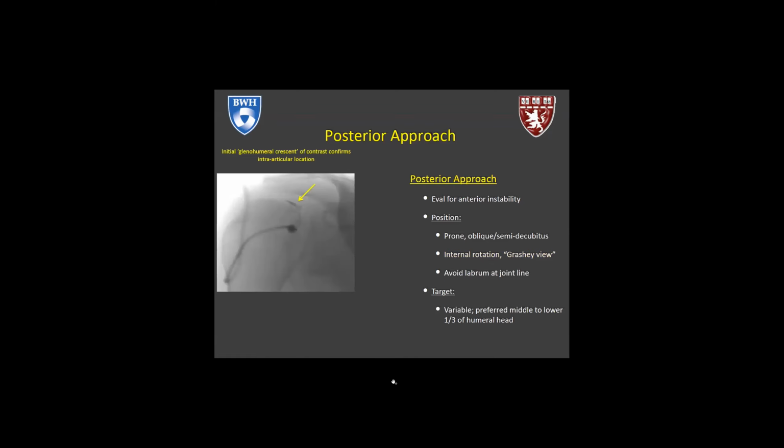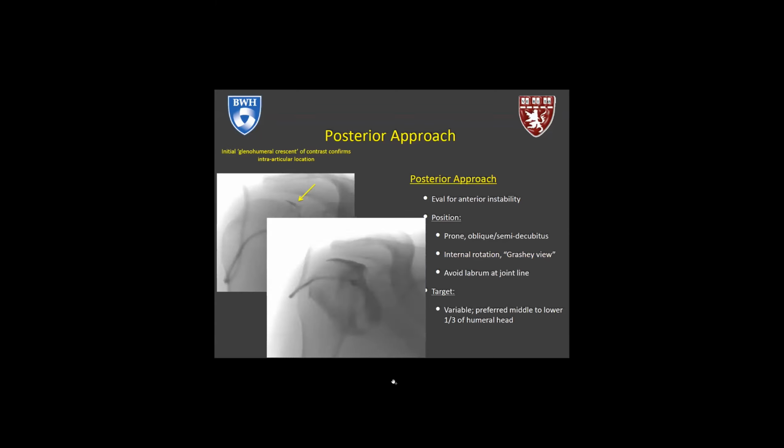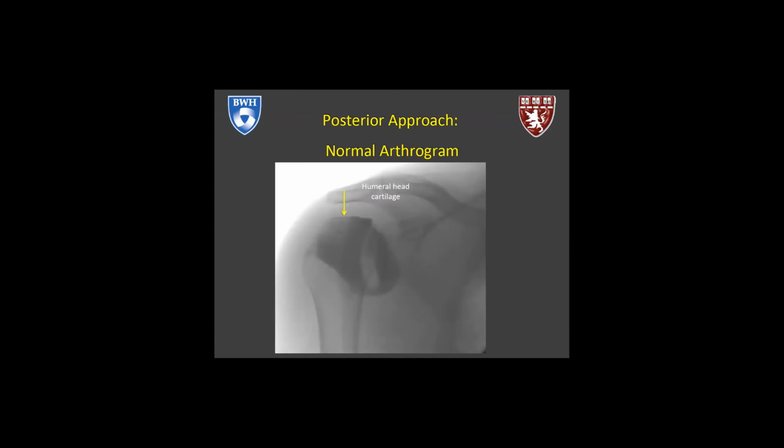So eventually, you'll again see that glenohumeral crescent, and then you should opacify the joint similarly where you get the humeral head, biceps tendon, axillary pouch, and in some patients, the subscap recess will be variable in terms of its distension. You may not see as much from a posterior approach.